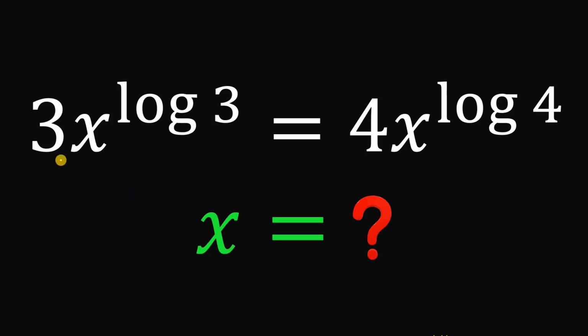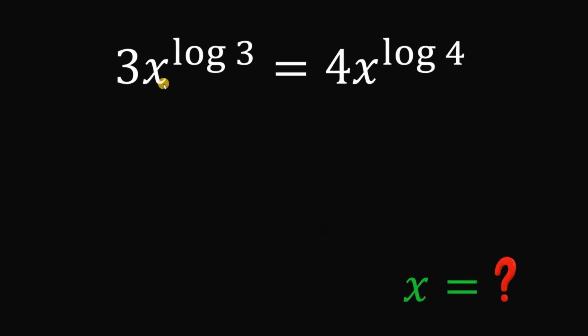Given this equation, 3 multiplied by x raised to the power of logarithm of 3 equals 4 multiplied by x raised to the power of logarithm of 4, then our goal is to find the real value of x that satisfies this equation. Now, pause this video right now and see if you can answer this question, because I will show you the solution in 3, 2, 1.